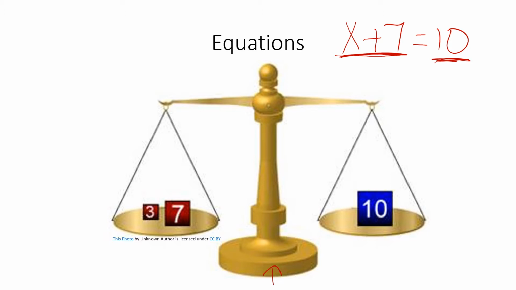Now to find this unknown, I've got to think what number added to 7 is 10. And we can see right here, that would be a 3. So since both sides have 10, that is why it is a balanced system, a balanced situation.